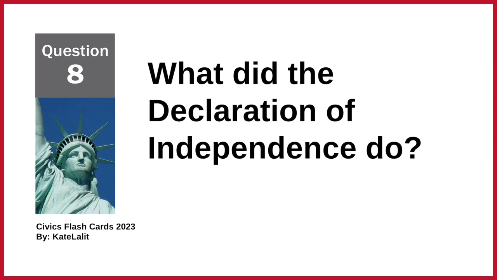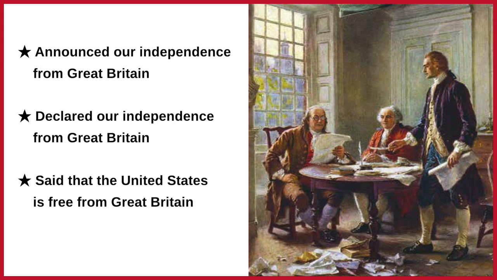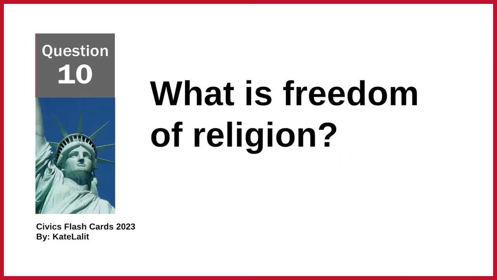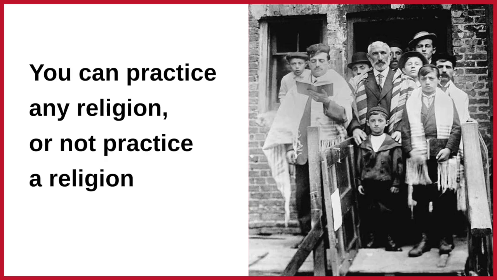What did the Declaration of Independence do? Announced our independence from Great Britain. Declared our independence from Great Britain. Said that the United States is free from Great Britain. What are two rights in the Declaration of Independence? Life. Liberty. Pursuit of happiness. What is freedom of religion? You can practice any religion. Or not practice a religion.